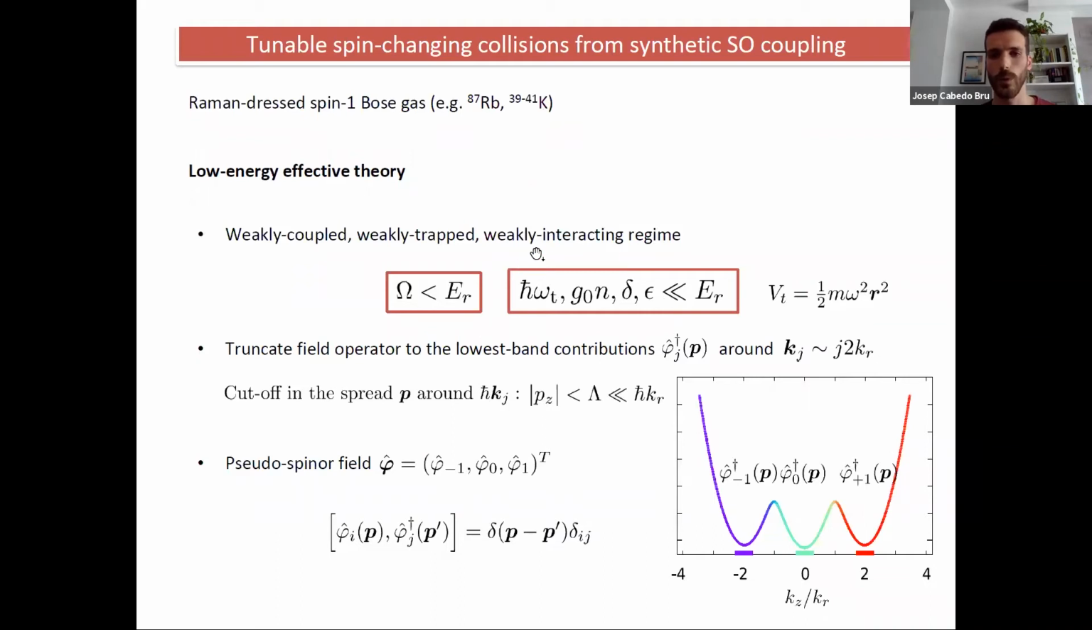So we will focus on the low energy landscape, and we will truncate the momentum expansion of the lowest band field operator around the vicinity of each minimum. And we will consider that all the energies are much smaller than the recoil energy, so these three different regions will have no overlap, and we can consider the action of the field operator in each of them as an effective component of an effective pseudo-spinor field.